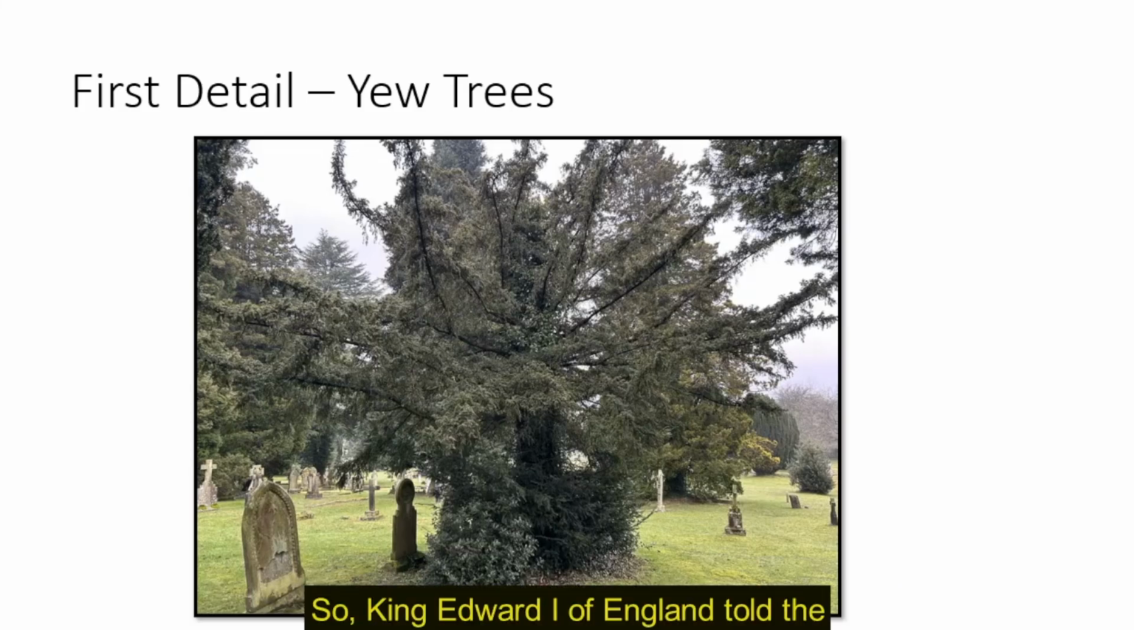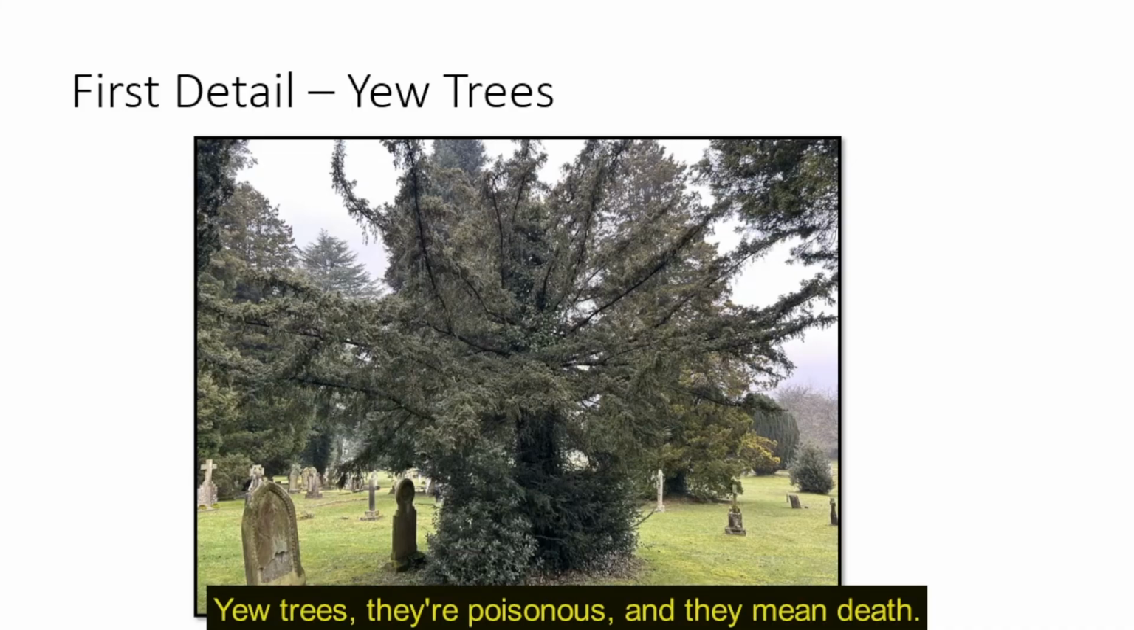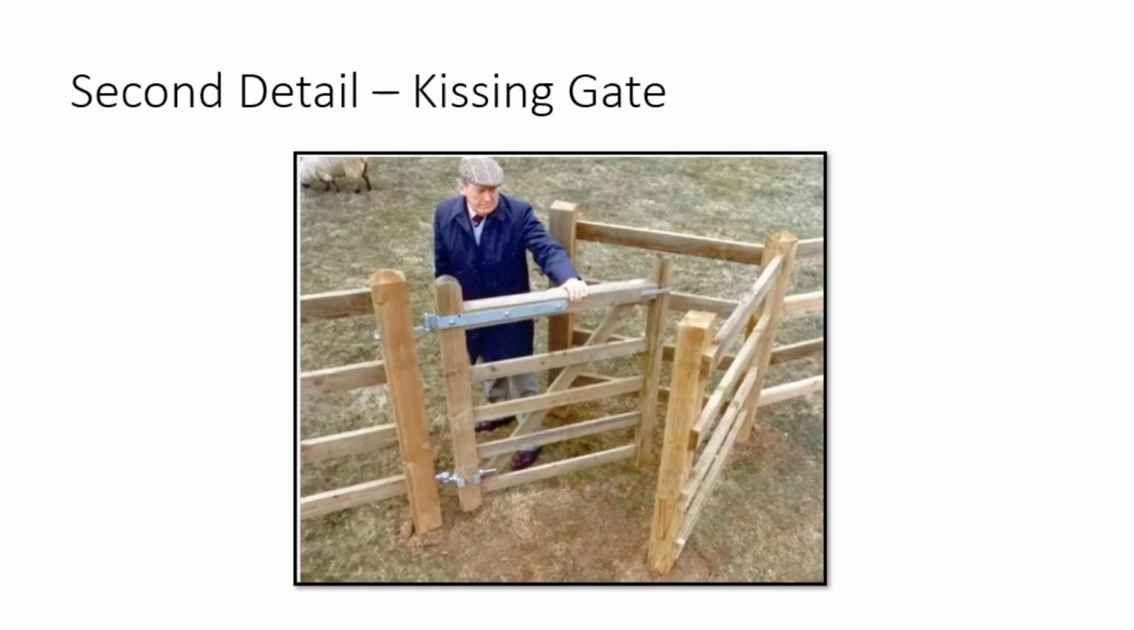So King Edward I of England told the churches to plant yew trees in the graveyards. Yew trees are poisonous, not that the cows are smart enough to know that, but the thought is that the people caring for the cows will know that, and so they'll keep the cows away. That's the first little detail to take care of. Yew trees: they're poisonous and they mean death.